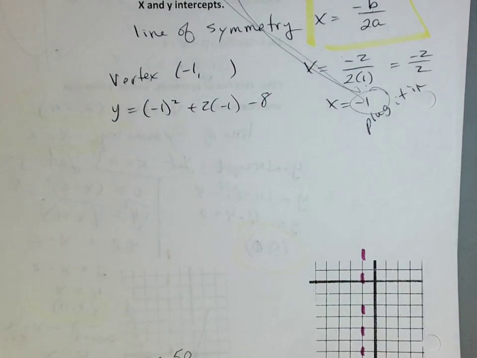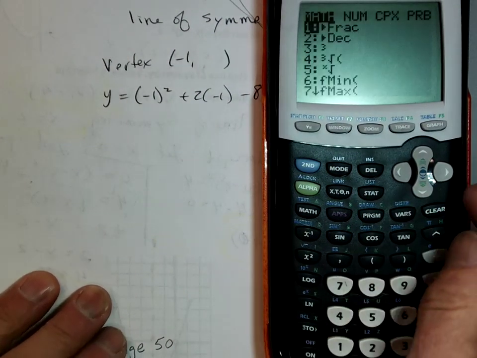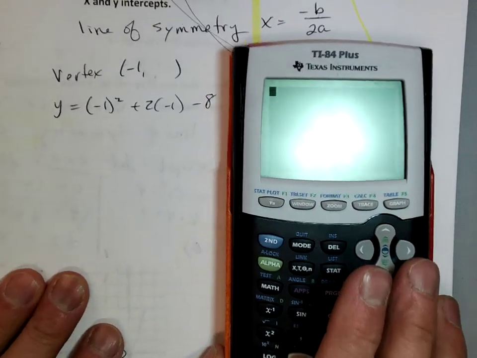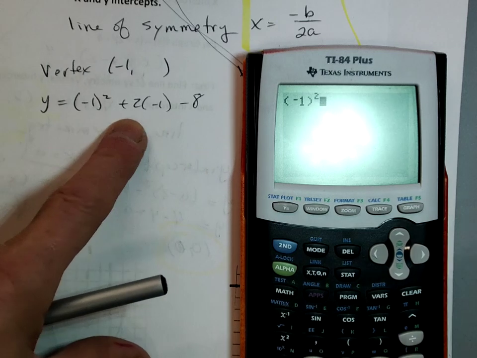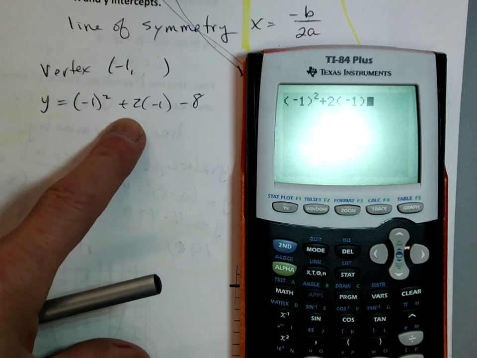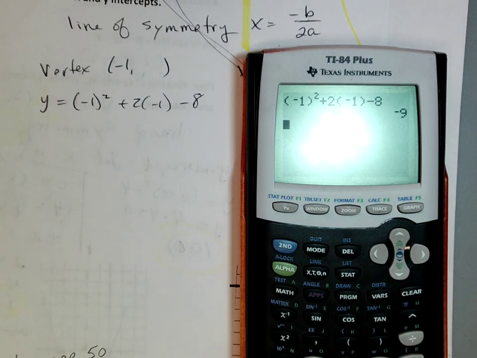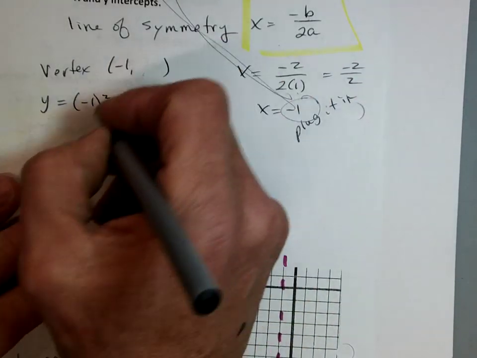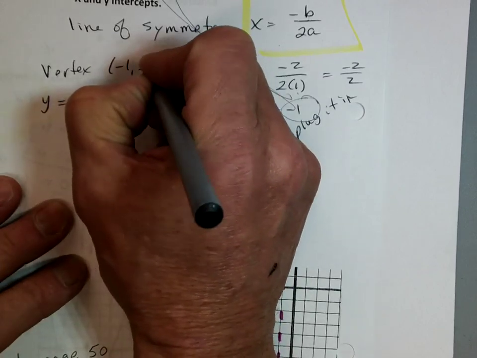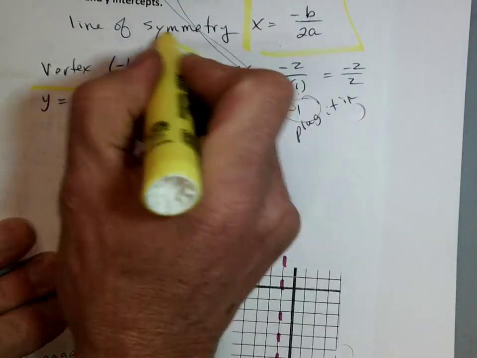Can I borrow your calculator real quick? Now, I'm okay with using a calculator because sometimes kids make mistakes. I make mistakes, right? So if you want to take your calculator and plug it in, you won't mess up on your negatives. Parentheses, negative 1 squared, plus 2 parentheses negative 1, minus 8. I get negative 9. It's okay to let the calculator do the work because you may make a dumb mistake. I'm not calling you dumb. I make dumb mistakes, because negative 1 squared is a positive 1, correct? So I get negative 9. So y equals negative 9. Okay, good, I've got my vertex and my line of symmetry.